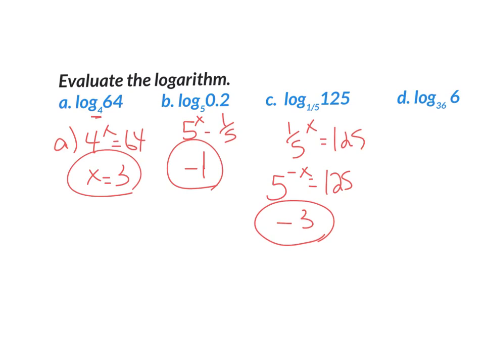And the last one, part D, it's asking you 36 to what power is 6. What would you do to 36 to get 6? Well, you take the square root of it. We just did fraction exponents not long ago. Don't forget, fraction exponents, bottom is the root, top is the power. So the square root of 36 is 6, which means it's the 1/2 power. So when you evaluate the logs, it's asking you what power would you raise it to get the other number there?